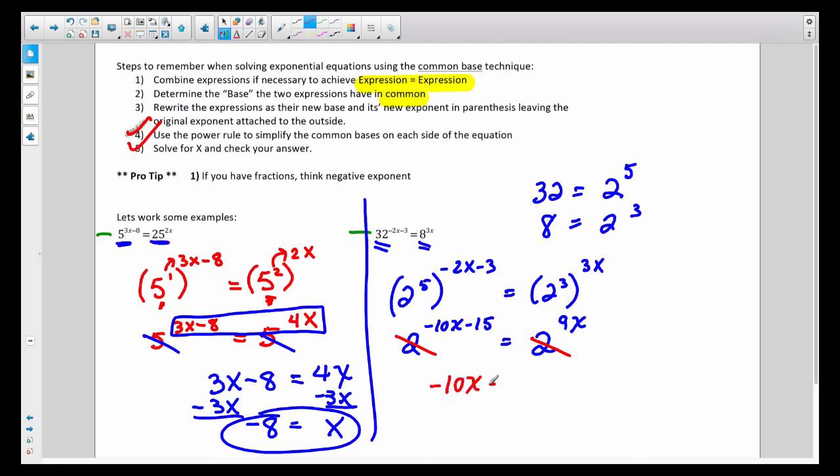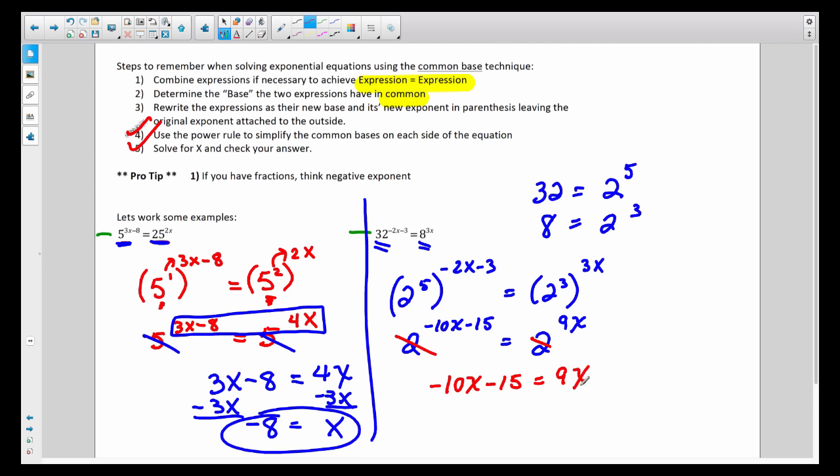Negative 10x minus 15 equals, I hate when that happens. Hang on. Okay. Where was I? Oh, right. Negative 10x minus 15 equals 9x.